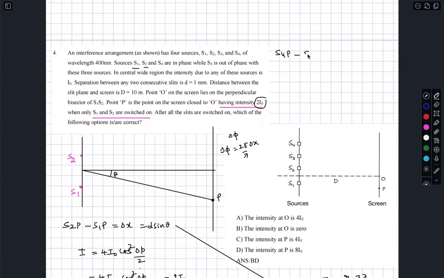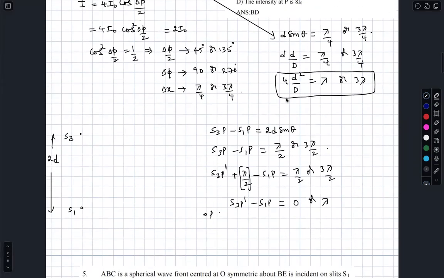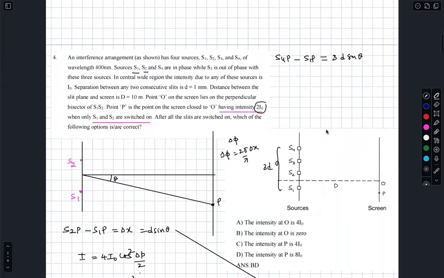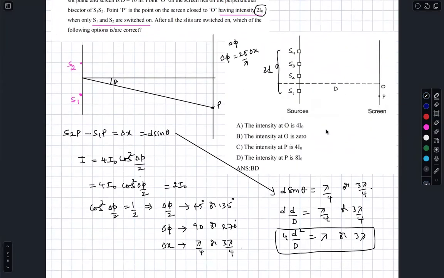S4P minus S1P is, again, we need to find the basic d. It's totally 3d. You'll write this as simply 3d sin theta. No, yeah, I got the point. You wish to express the location, got the point.